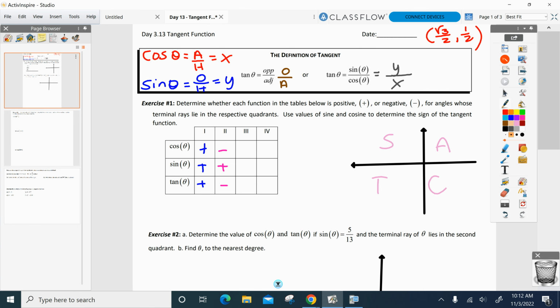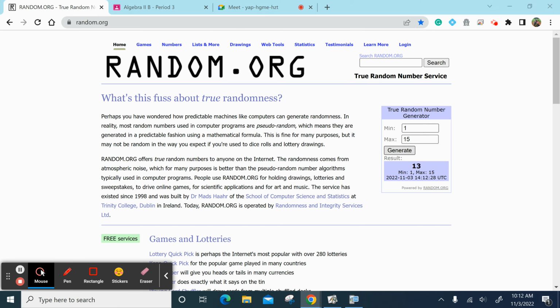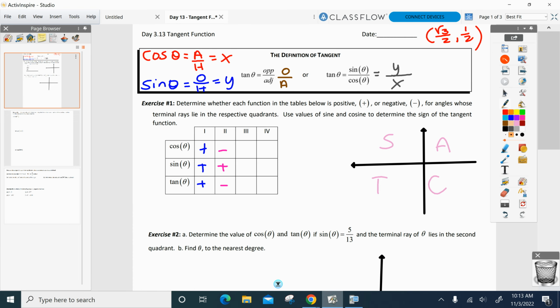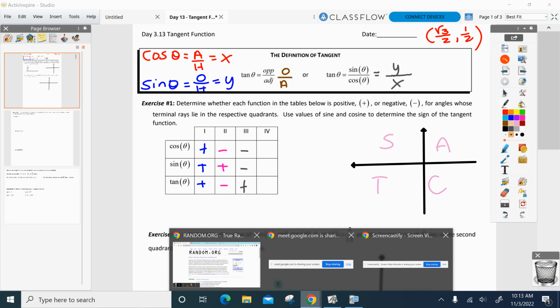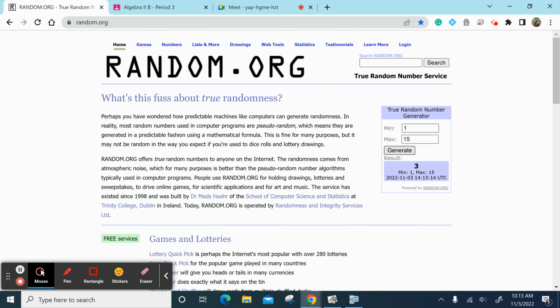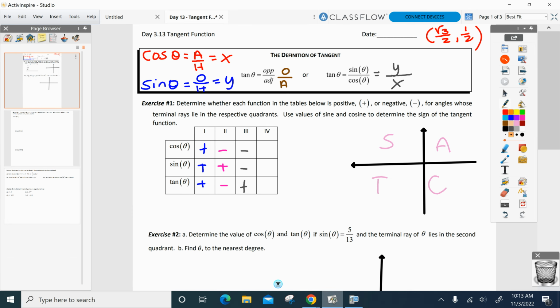All right, tell me something about the third. What's positive there? Tangent is positive. Yep. And the rest are negative. Only tangent in the third. And then finally, tell me something about the fourth quadrant. Cosine's positive. And the rest? Yep. See how this works now. All right, see how these letters work?